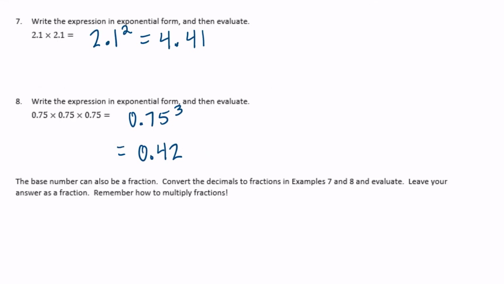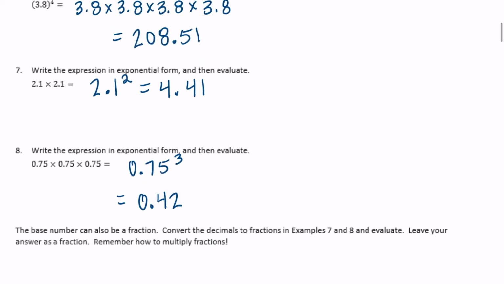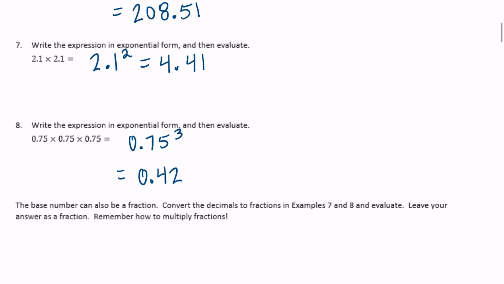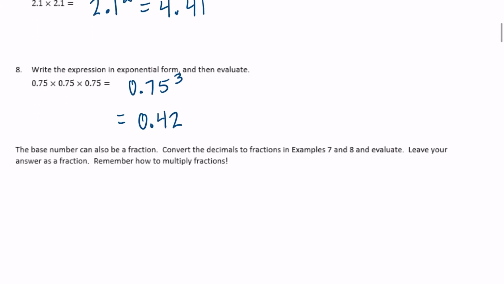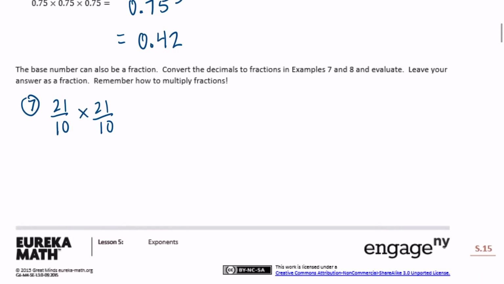The base number can also be a fraction. Convert the decimals to fractions in examples 7 and 8 and evaluate. Leave your answer as a fraction. Remember how to multiply fractions. Okay, for 7, 2 1/10, if we wanted to write that as a fraction, would be equal to 21/10. So we'd have 21/10 times 21/10. And so we're going to convert them to fractions and evaluate.